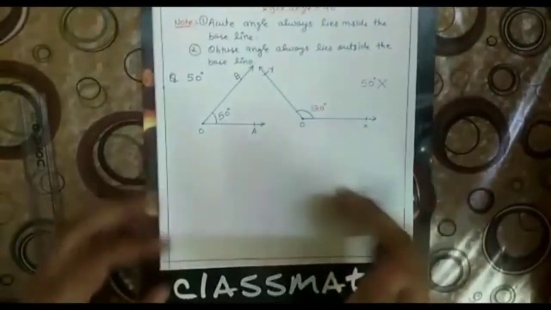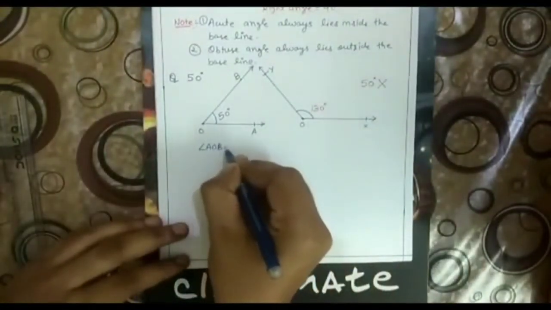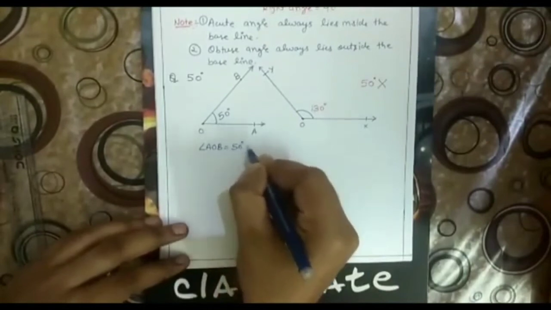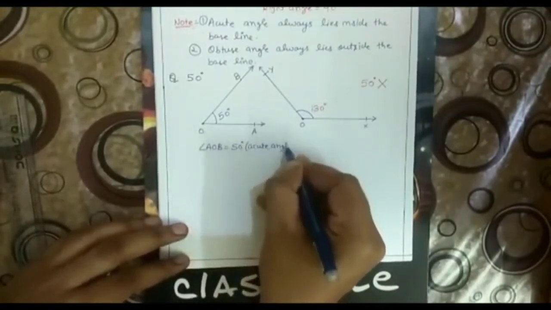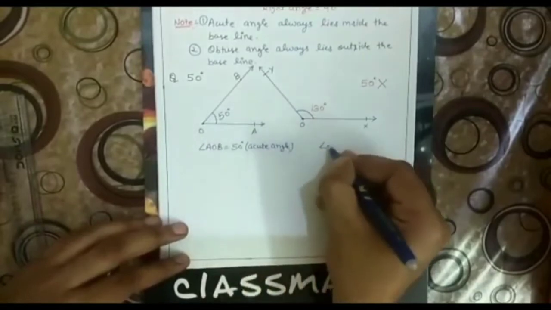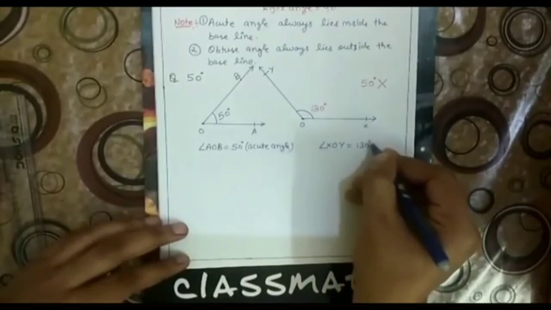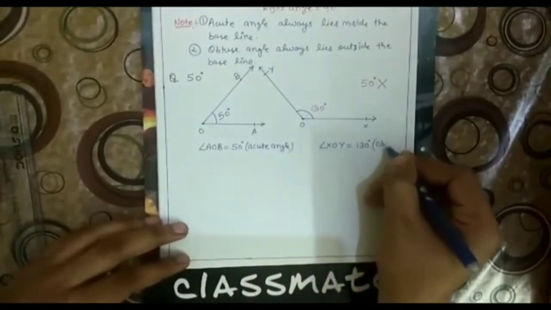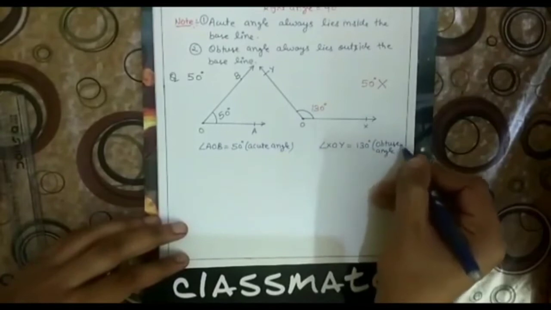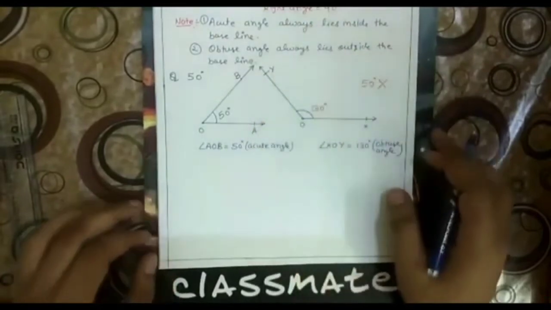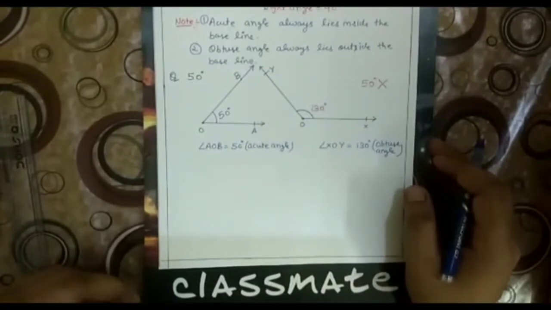So we can write the name of the angle AOB equals to 50 degree, which is an acute angle, and this is angle XOY, which is angle 130 degree, obtuse angle. So always remember these 2 points. You will never be confused about the semicircles of your protractor.